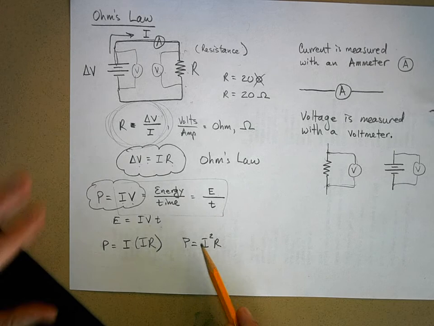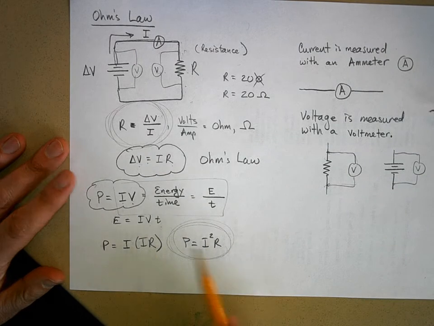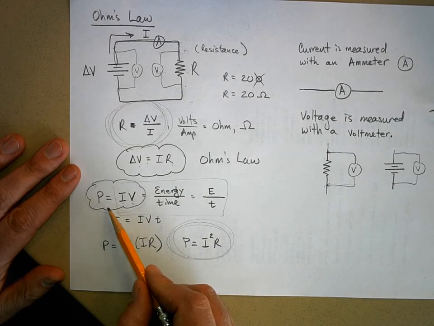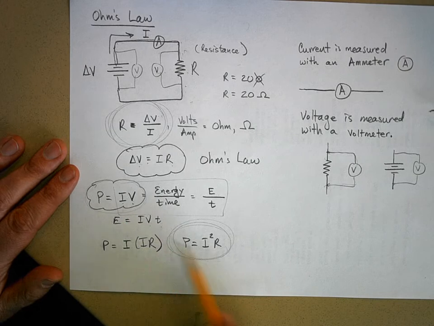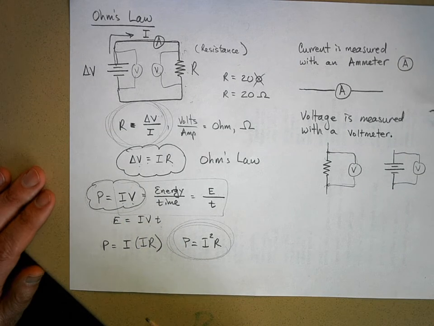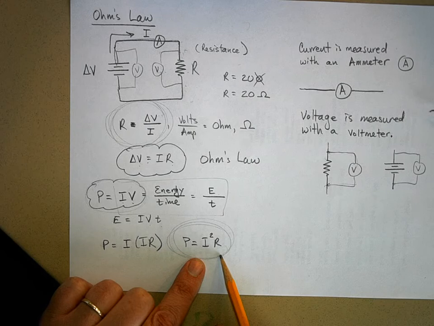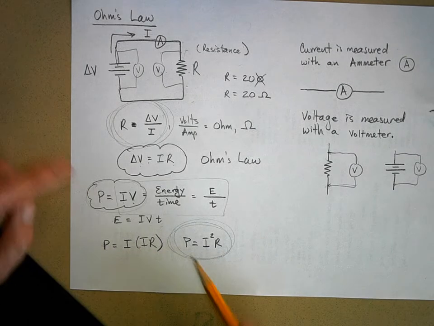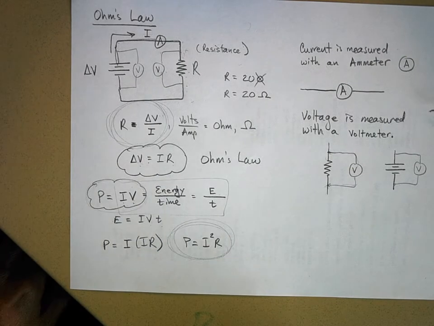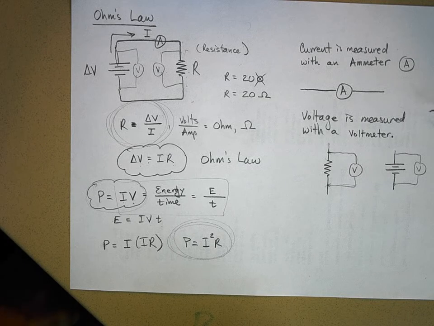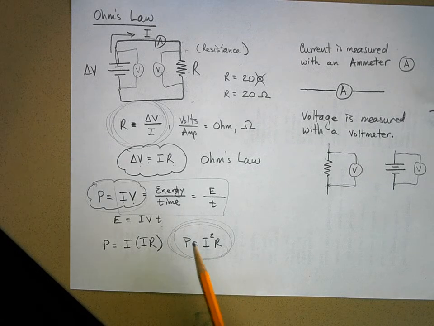Usually you use this for resistors. Usually you use this for batteries. They both involve current. This is the power into the circuit. This is the power out of the circuit. They should be equal to each other if you only got one resistor. And of course, if you want to know how much energy, just multiply this by time and you'll get the energy.